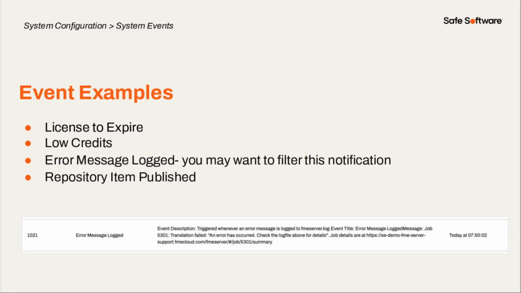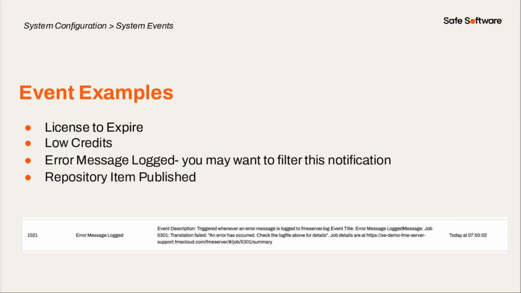So one is license to expire. This will tell you when your FME Flow license is about to expire. Low credits, these are your CPU engine credits. So if you have CPU engines, you might want to be notified when they're getting low. There is an error message logged system event. You might want to be notified by this, or you might not.